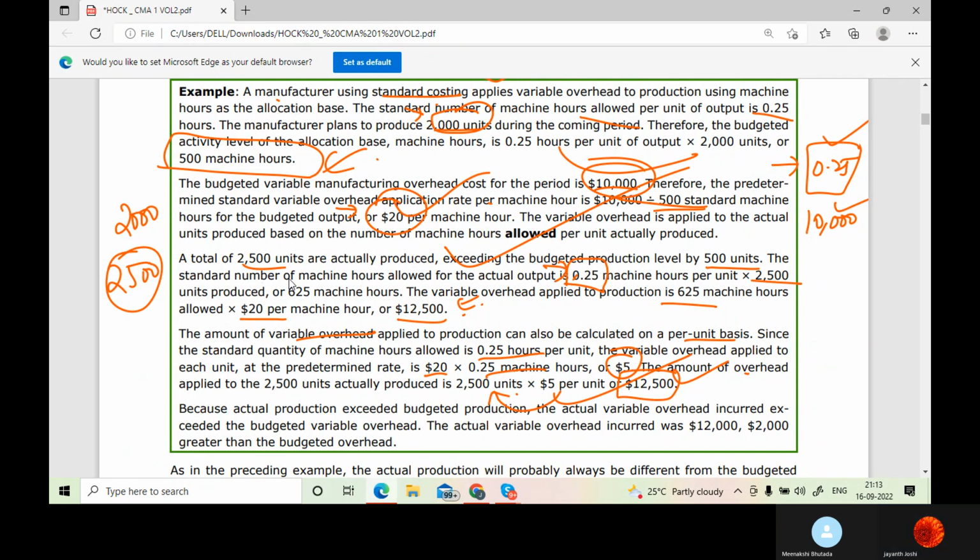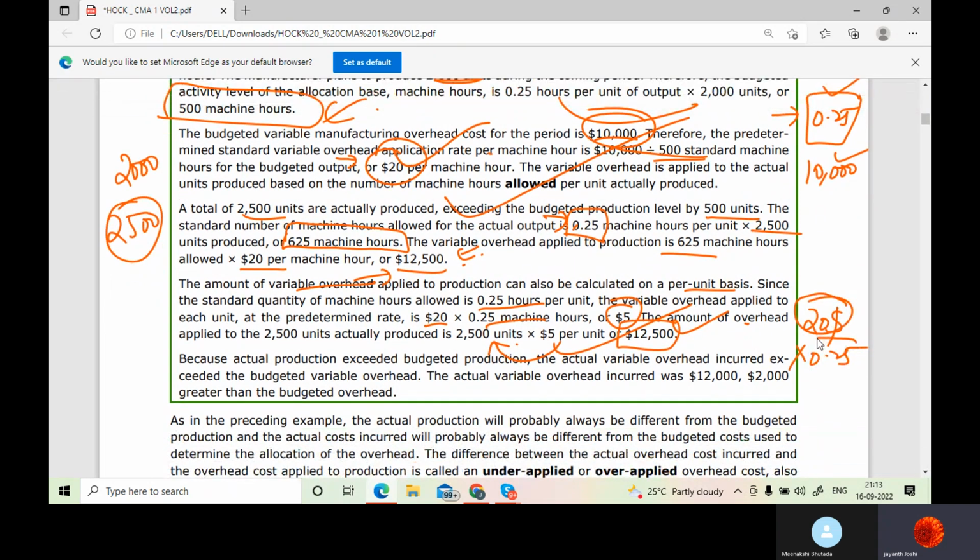So that you know how many hours you are working. Now per hour, we have found out $20. Multiply, you get the overhead. Finish. Or else you can take $20 per unit overhead cost and just multiply, because this is the per unit overhead cost, and for 1 unit you require this many hours. So $5 you are incurring for 1 unit, multiplied by what you are producing.